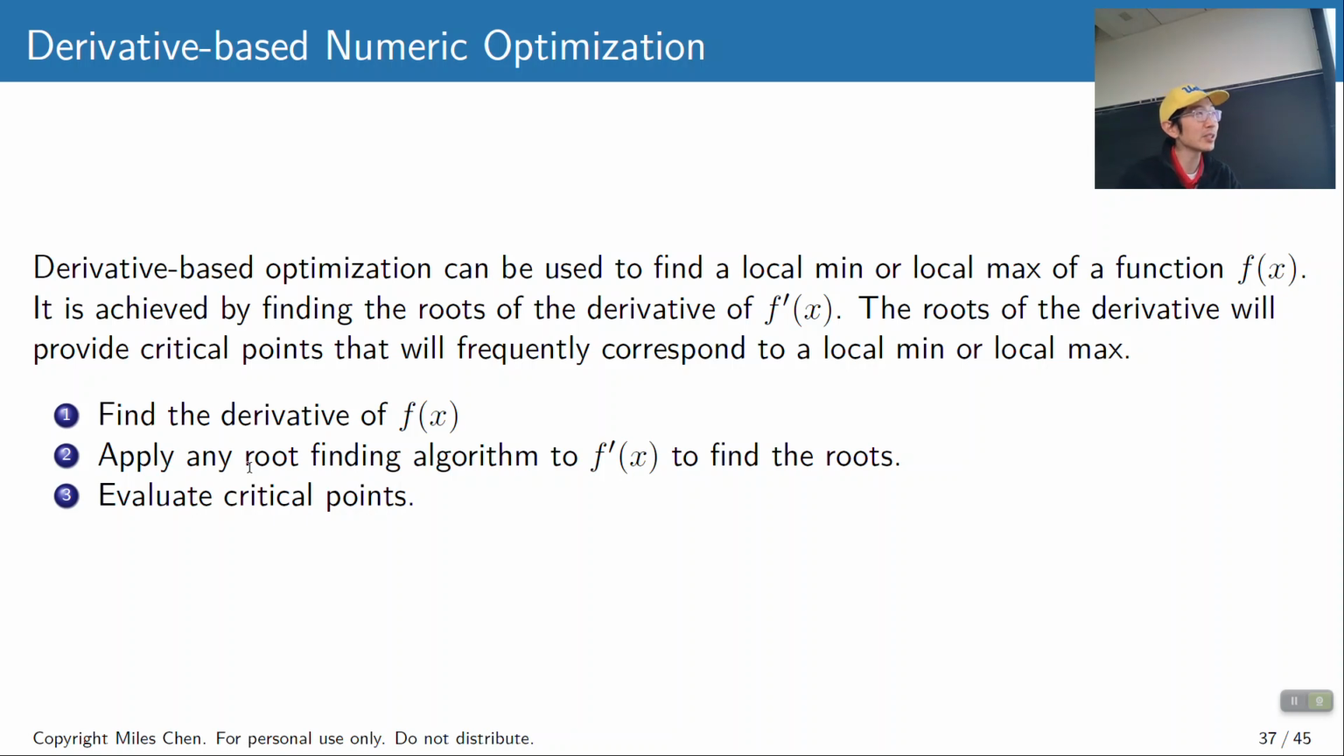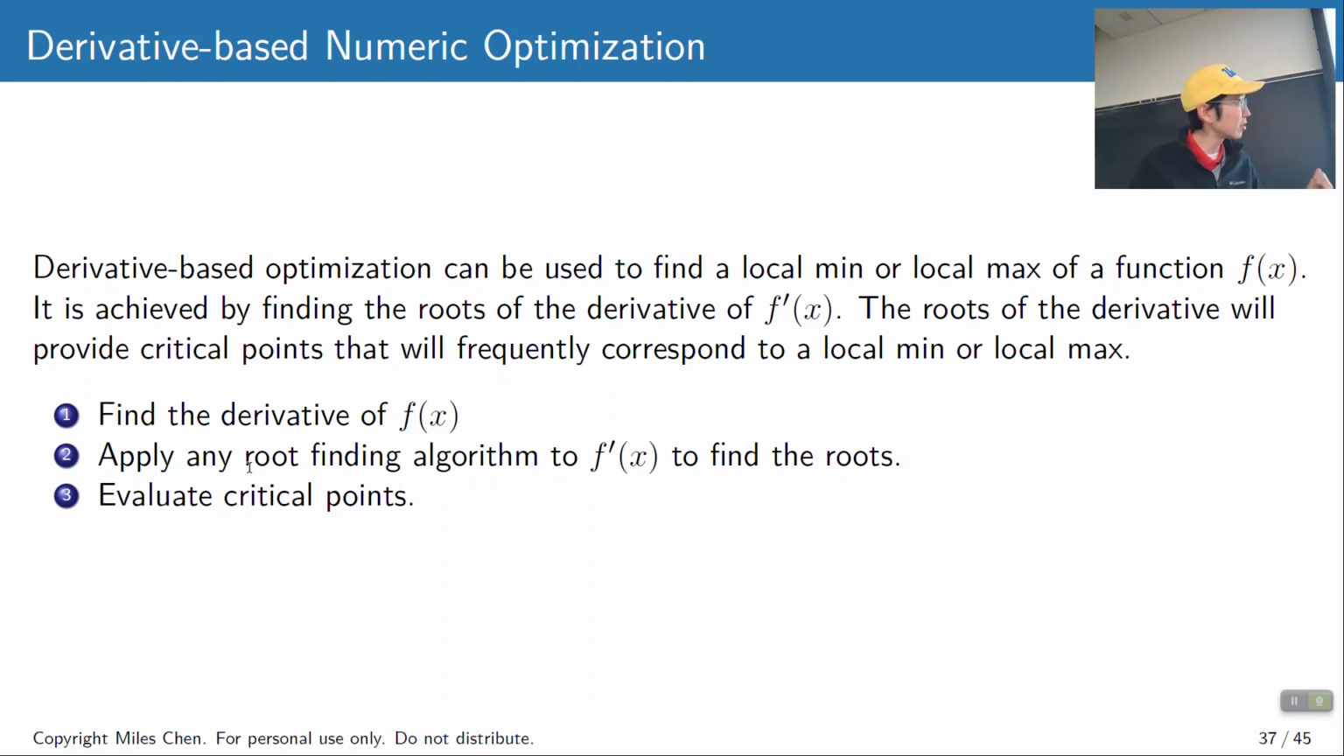And how does derivative-based numeric optimization work? Well, it's basically what you learned early on in Calc 1, where you find the derivative and ask, where do we want to find a local min or local max? Find the derivative of the function, set the derivative equal to 0, and you solve. When the derivative is equal to 0, that will be a critical value that will correspond to either a local min, local max, or a saddle point, right? So we're going to try to find locations where the derivative is equal to 0.